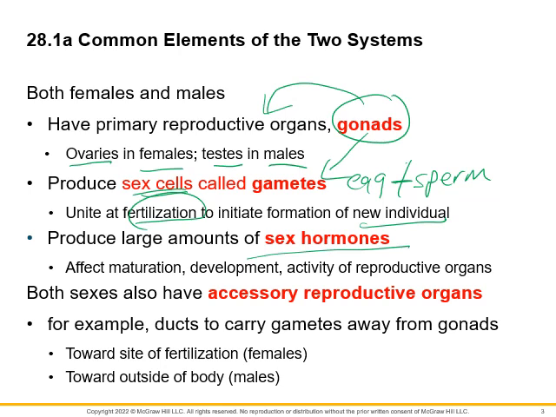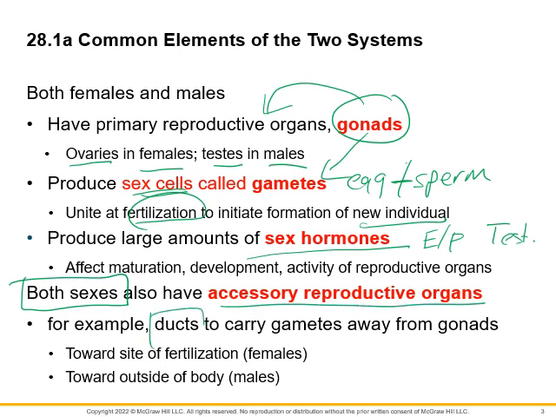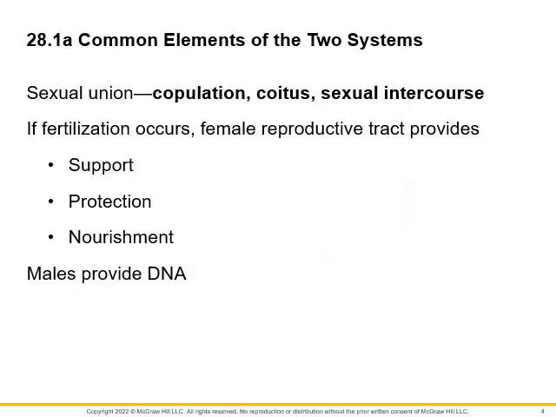We're also going to talk about lots of different sex hormones. Hopefully we remember estrogen and progesterone for females and testosterone for males. We're also going to come back and talk about follicle stimulating hormone, luteinizing hormone, gonadotropin releasing hormone. Both sexes are also going to have accessory reproductive organs. So we're going to have certain ducts that are going to help carry the egg and sperm to their destination. We're also going to have lots of glands that are going to help with secretion. So we'll move into those as we go through the slides.